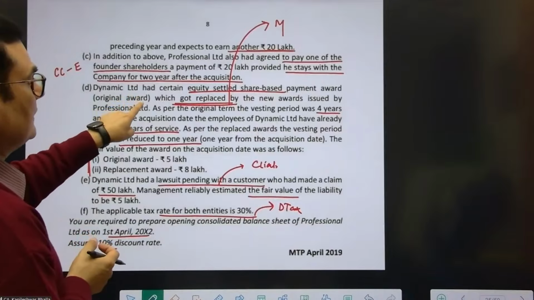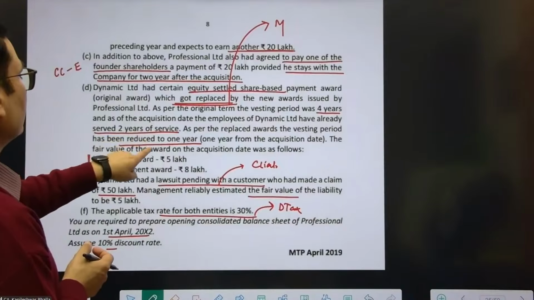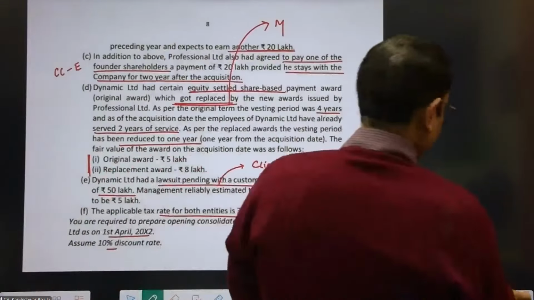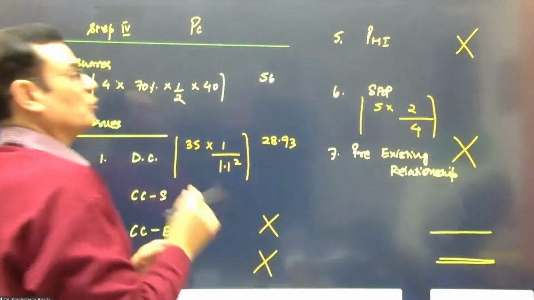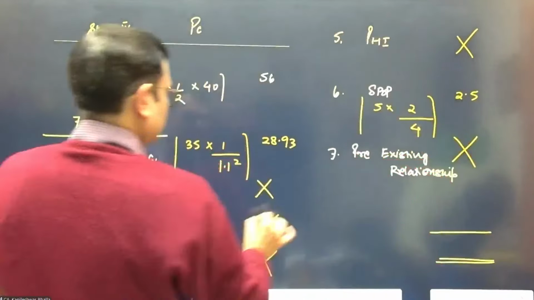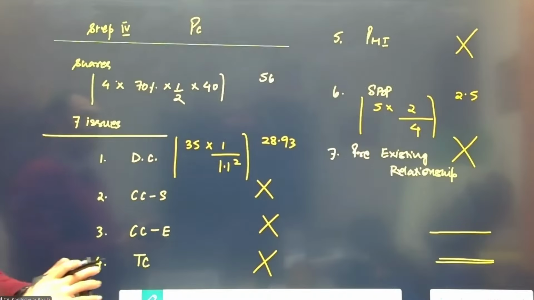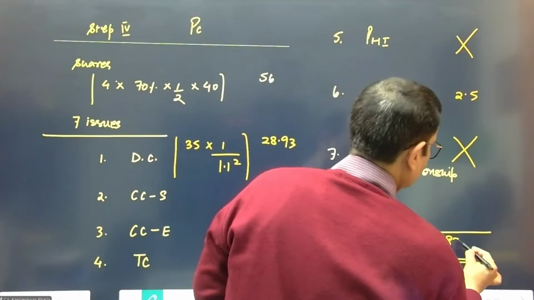So we're going to replace the new awards, and the original term is 4 years, and they've already served 2 years. And we've given the fair value of the original award and the replaced award. So we take a proportion of this 5 lakh. So 5 lakhs into what? What is the vesting period completed? 2, and the total vesting period is 4. That comes to 2.5. That's it. Nothing else is defined. So I think that will give us the amount of purchase consideration. It's 87.43, I guess.